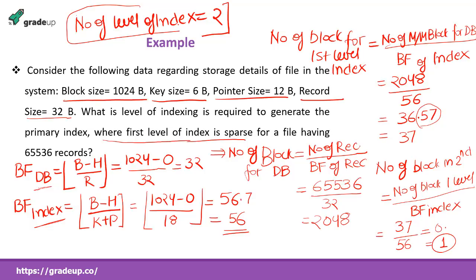In such type of question, what you are going to do? First of all, calculate the block factor for each index file and database file. Then according to requirement, whether you require sparse index or dense index, calculate the number of blocks in your first level index. Then apply indexing further by using the given data. So now you are clear with this type of example. In this particular question, we are using indexing in such a way that 2 levels of indexing are built.